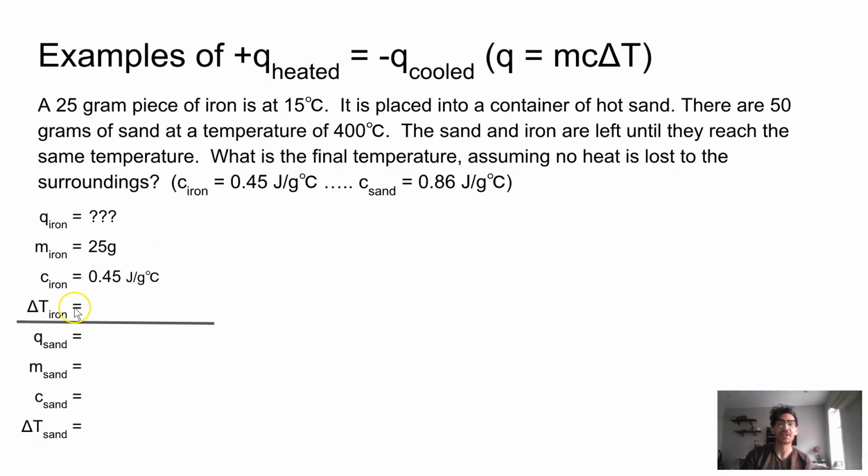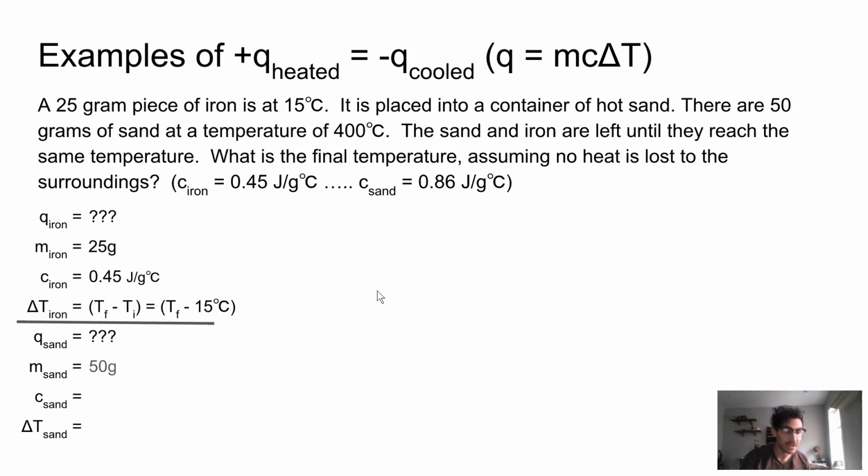I do not know the change in temperature for the iron. We want to find the final temperature. We know the initial temperature, so we can write down that part of it. Because remember, delta T is equal to the final temperature minus the initial temperature. So I know whatever TF is, that minus 15 degrees C is delta T. Cool. And so I'll do the same thing for sand.